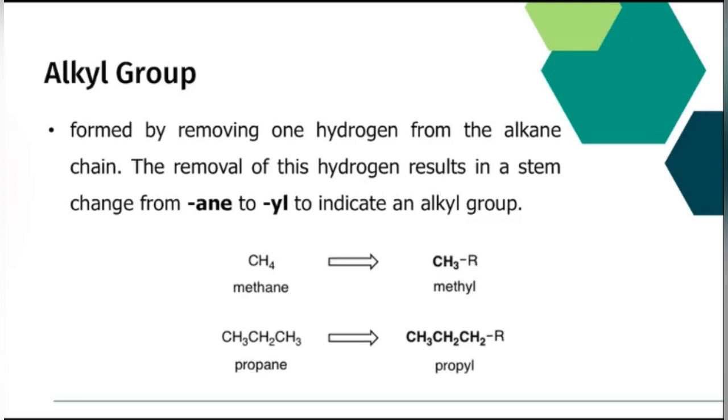Another one, propane. If you remove one H from the end carbon, we can have this structure, the propyl group attached to a chain hydrocarbon. So R is the parent chain hydrocarbon. Okay, some of the examples are this.